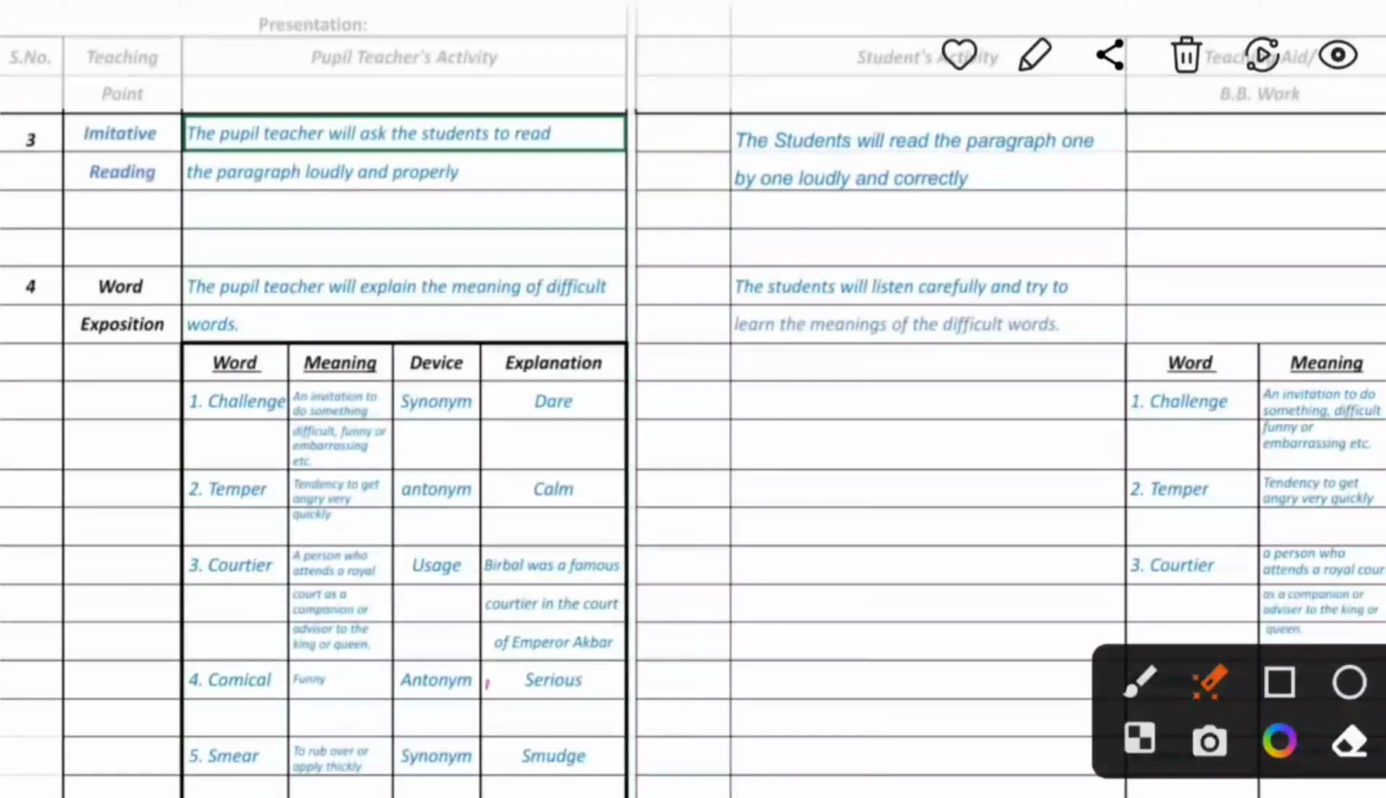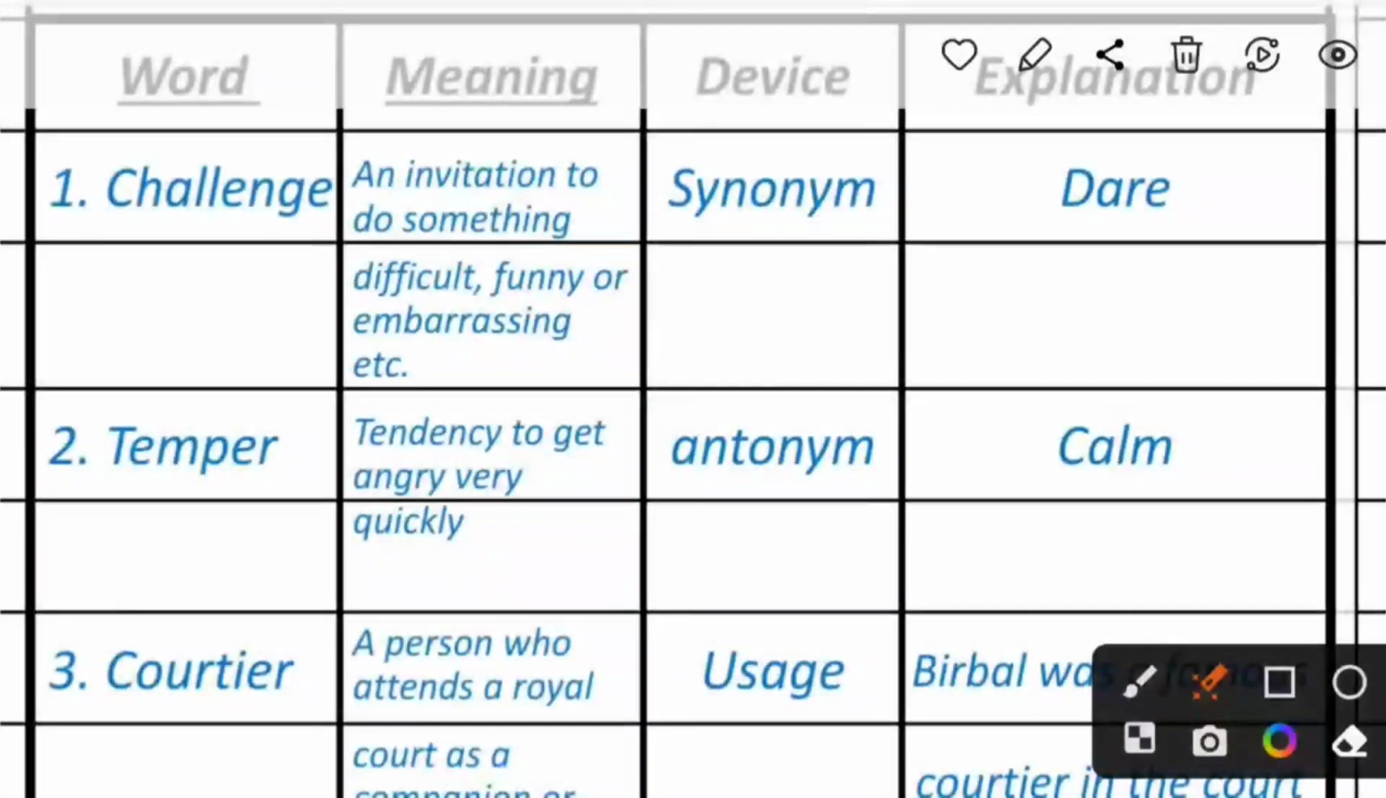These three are the main devices that we use for eliciting the meaning of difficult words, but you can use pictures and charts also for this purpose. For example, if you want to elicit the meaning of the word challenge, then we will not tell the meaning directly to the students. Rather, we can say the synonym of the word challenge is dare. So now tell me what is the meaning of the word challenge? And the students will tell its meaning, that challenge means an invitation to do something difficult, funny or embarrassing, etc. Then we'll write the meaning on the board.